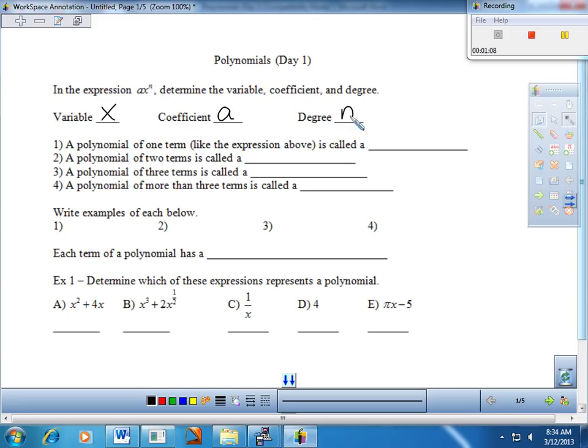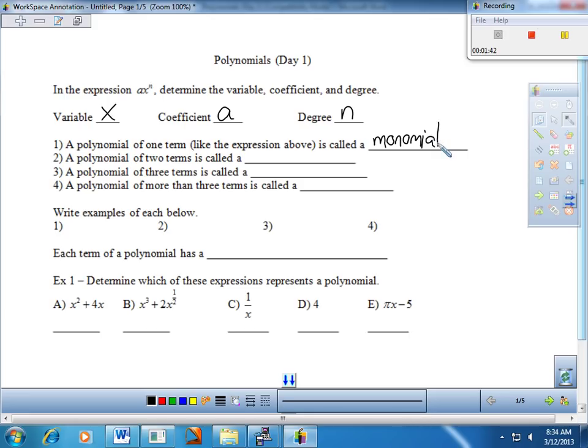There's some words that you're going to see with this based on the number of terms in a particular polynomial. So we're going to talk about one-term polynomials, two terms, three terms, and then more than three terms. So see if you can fill this in, and if not, no big deal. I'll quickly run through. But a polynomial of one term, like this right up here, with coefficient, variable, and degree side by side, is what is called a monomial. So one term, monomial.